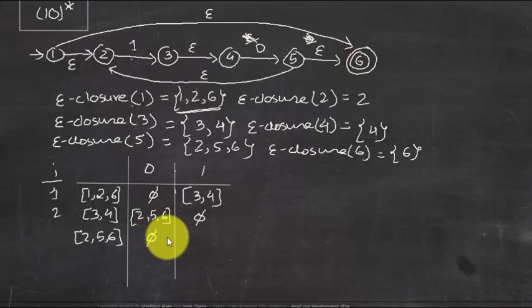So on input 1, from 2 we go to 3, and from 5 we go nowhere, and from 6 we go nowhere. But from 2 we could also go to 3 and 4 because of 1 and then epsilon. If it was epsilon and then 1, we could not have taken it. We could not have put anything here. But since it's 1 and epsilon, we encounter 1 first and then epsilon, so we could take state 4 also.